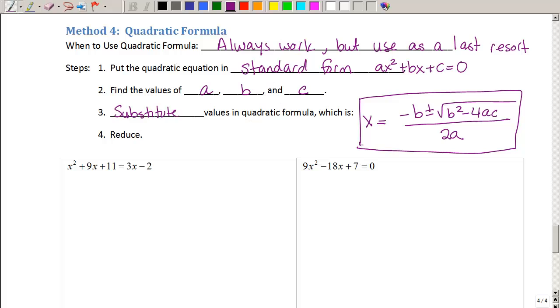So if a 3-year-old and a 5-year-old can memorize the quadratic formula, I think so can you. So let's go ahead and work on some of these problems.